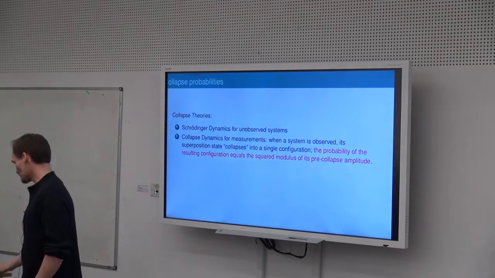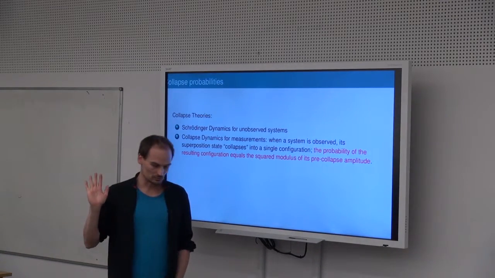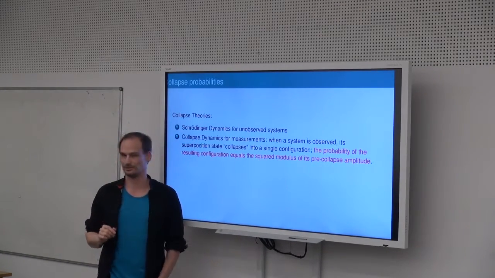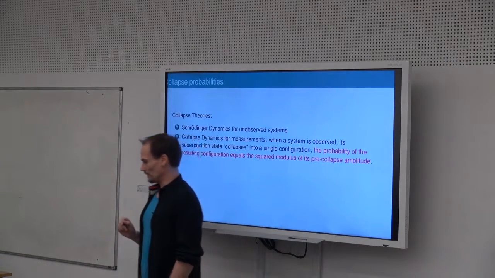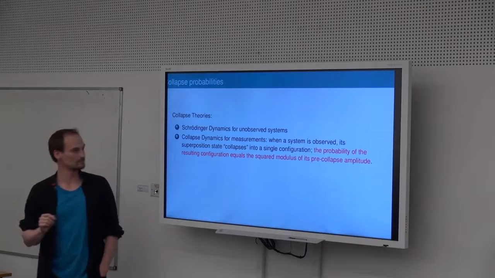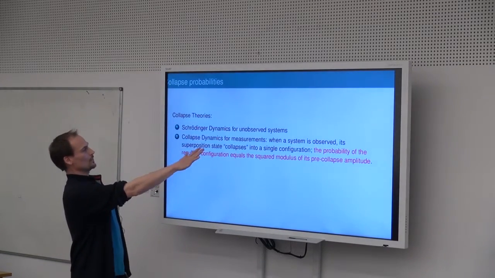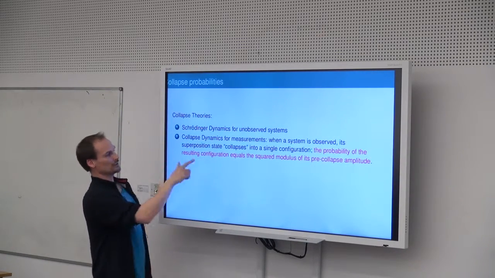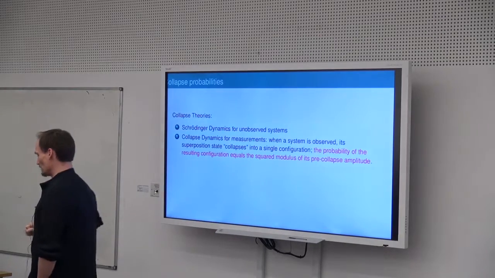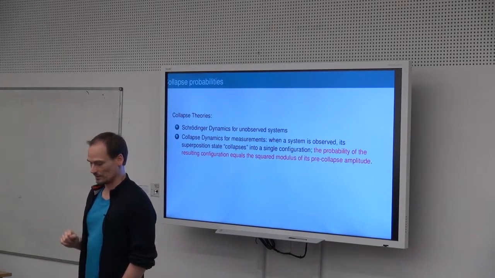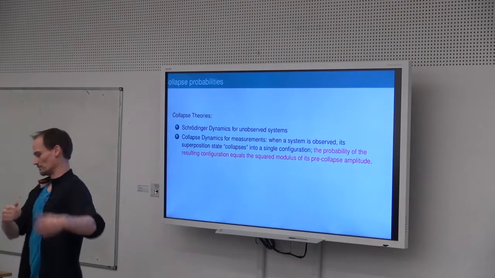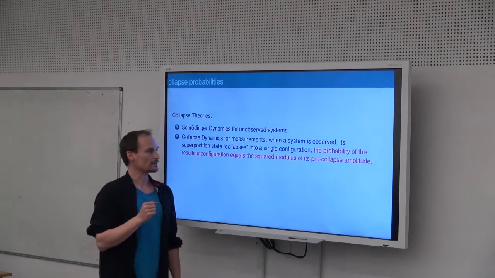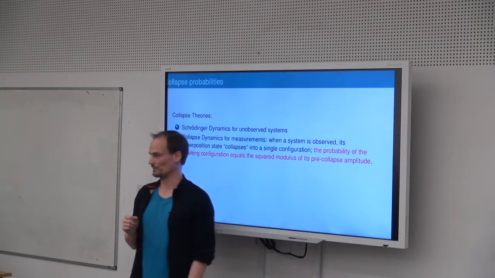I want to talk about something else, namely, let's assume one of these collapse theories is correct. In fact, let's assume the silly measurement theory is correct, the Copenhagen theory. And then let's ask what the Born Rule means. So the Born Rule says we have this dynamical collapse. When a system is observed, its superposition state collapses, and the probability of the resulting state equals the squared modulus of the amplitude of the configuration before the collapse. And I would like to know, what does the probability here mean?